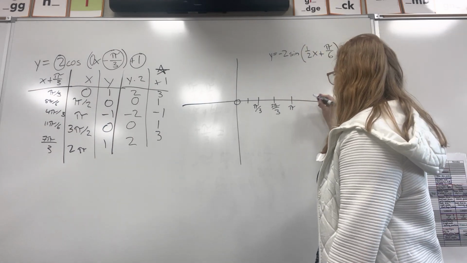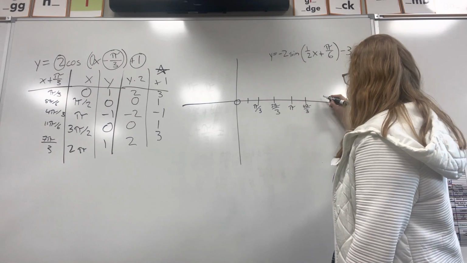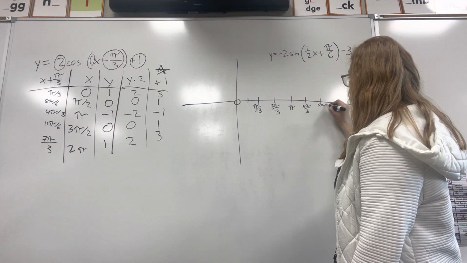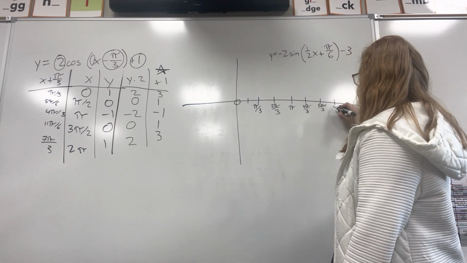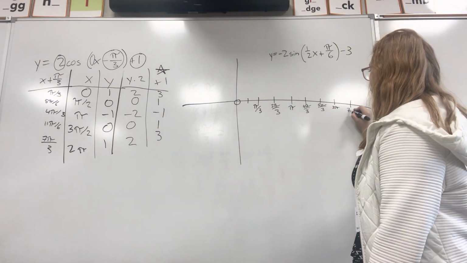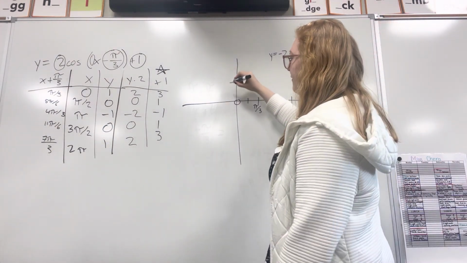We have 4 pi over 3, 5 pi over 3, 2 pi, let me just do one more, 7 pi over 3. Okay, and then I'm just going to go up 5 and down 5.